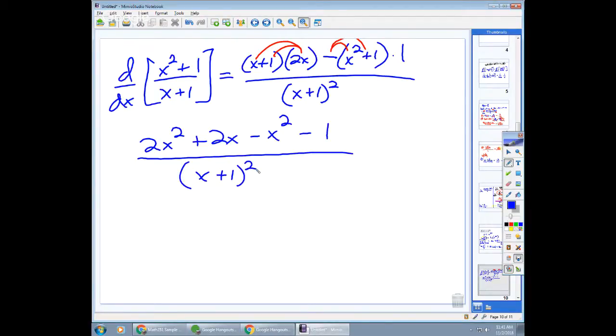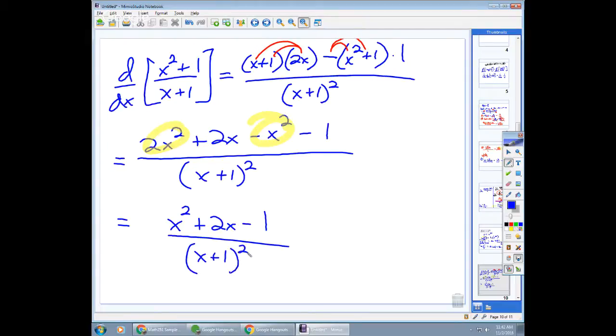Only one pair of like terms in the top. So it looks like the next step would be to say that this is x squared plus 2x minus 1 all over x plus 1 squared. And let's see, x squared plus 2x minus 1 does not factor. So I'm done. Nothing cancels. We just had that one pair of like terms.